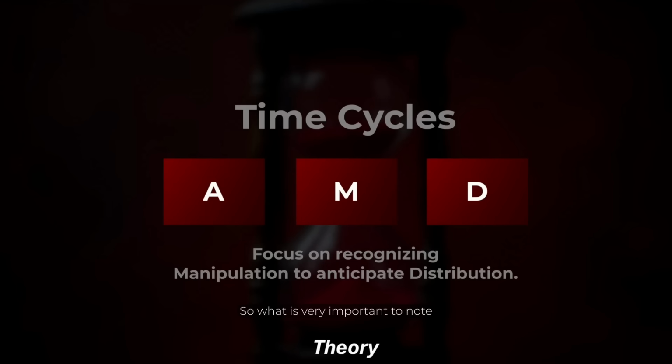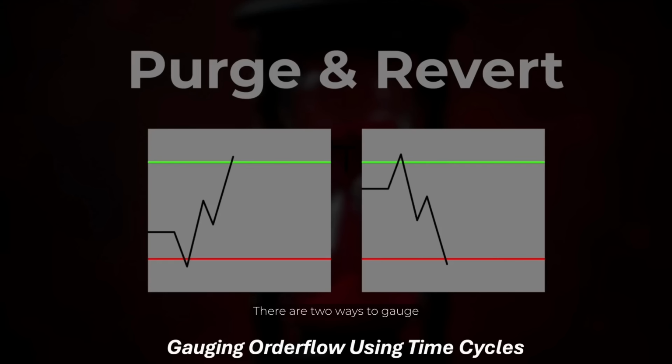So what is very important to note is that your focus has to be on recognizing the manipulation, because once you're able to recognize the manipulation, you can anticipate the distribution to unfold afterwards. There are two ways to gauge order flow using time cycles. First of all, you can pay attention to the purge and revert.